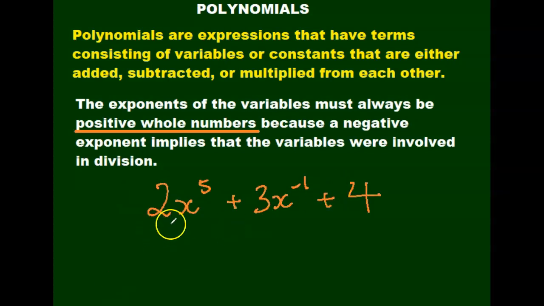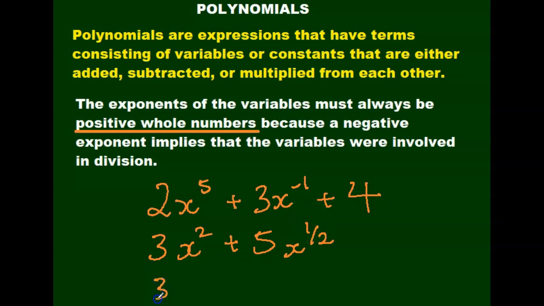Conversely, if I wrote this expression, you can see that there's a negative exponent here. So this is not a polynomial. Also, if I were to have 3x squared plus 5x to the power of half, again, not a polynomial because your exponent is a fraction and not a whole number.